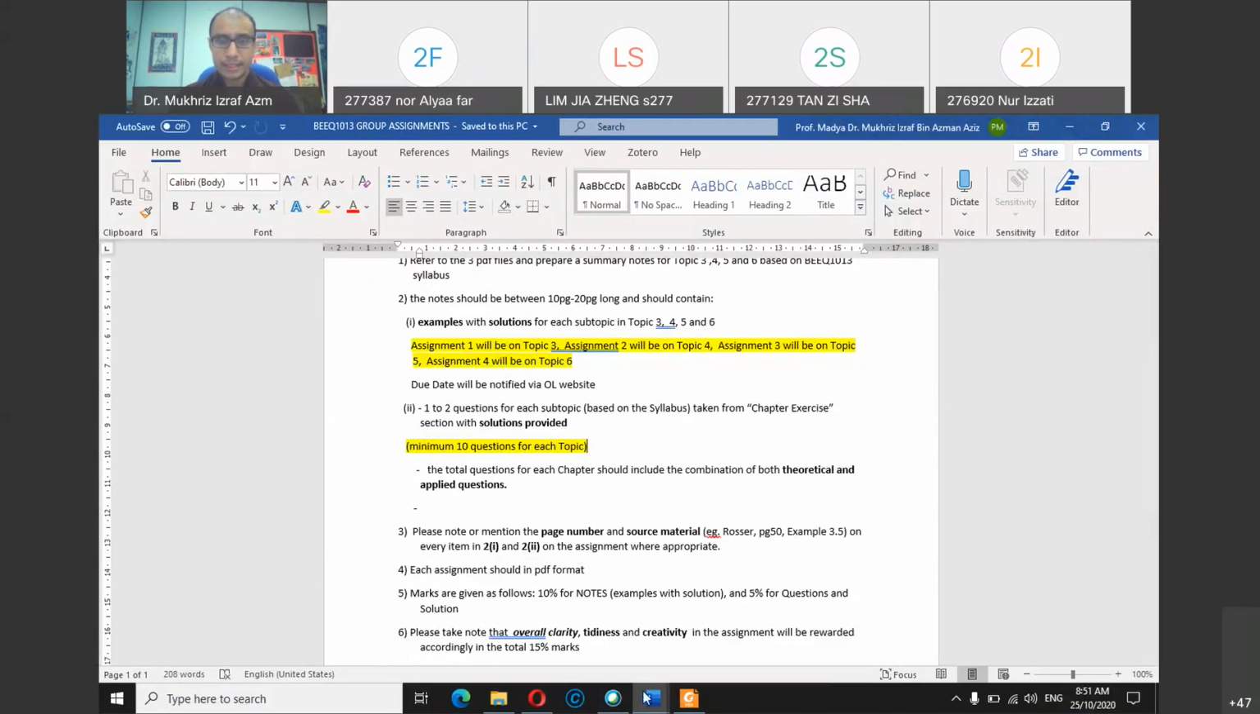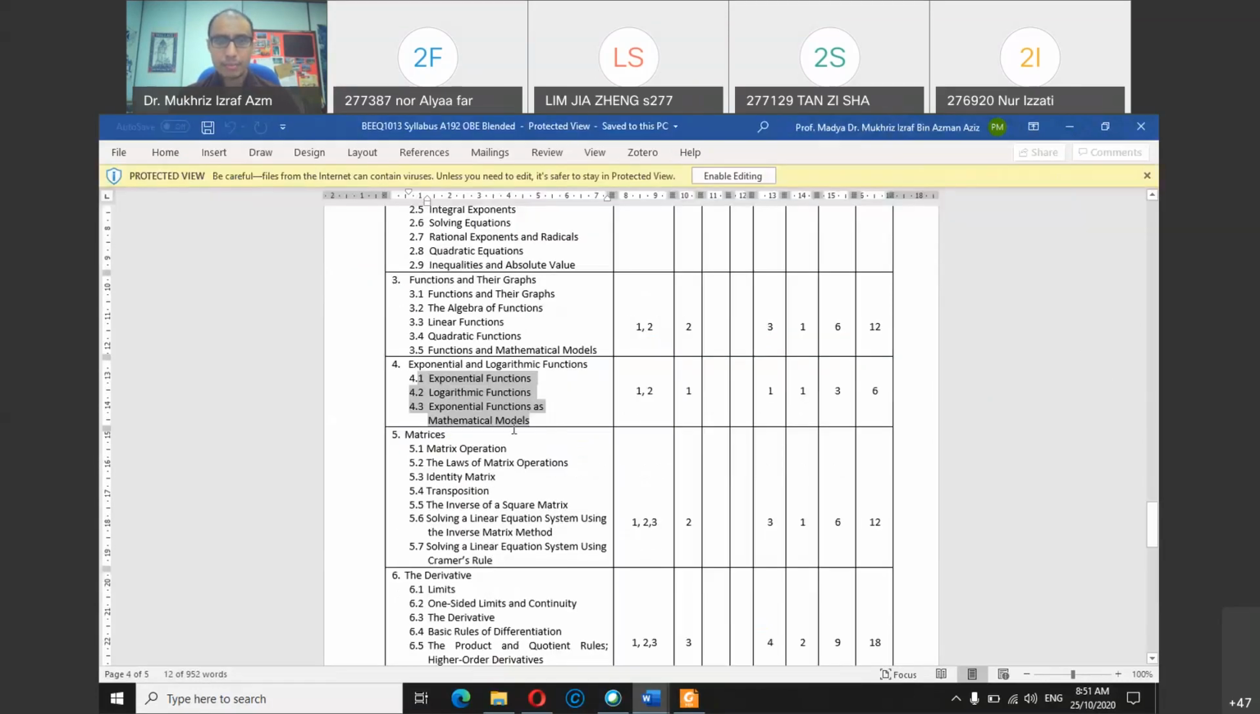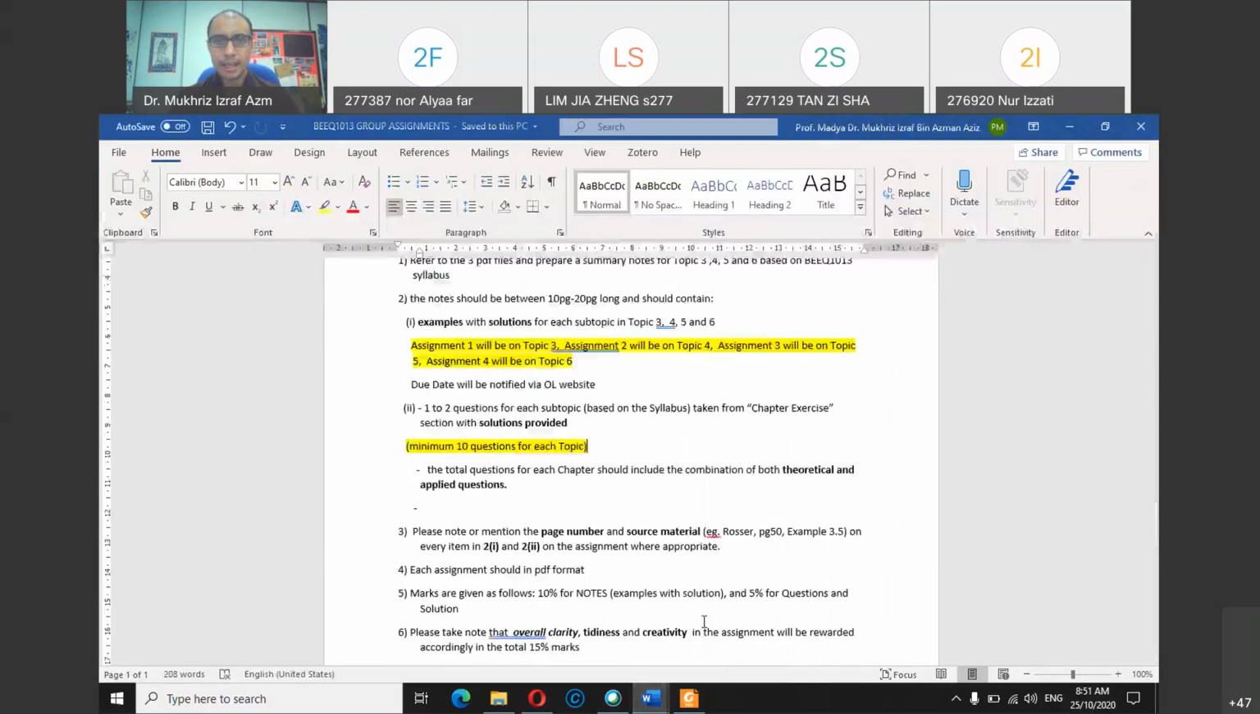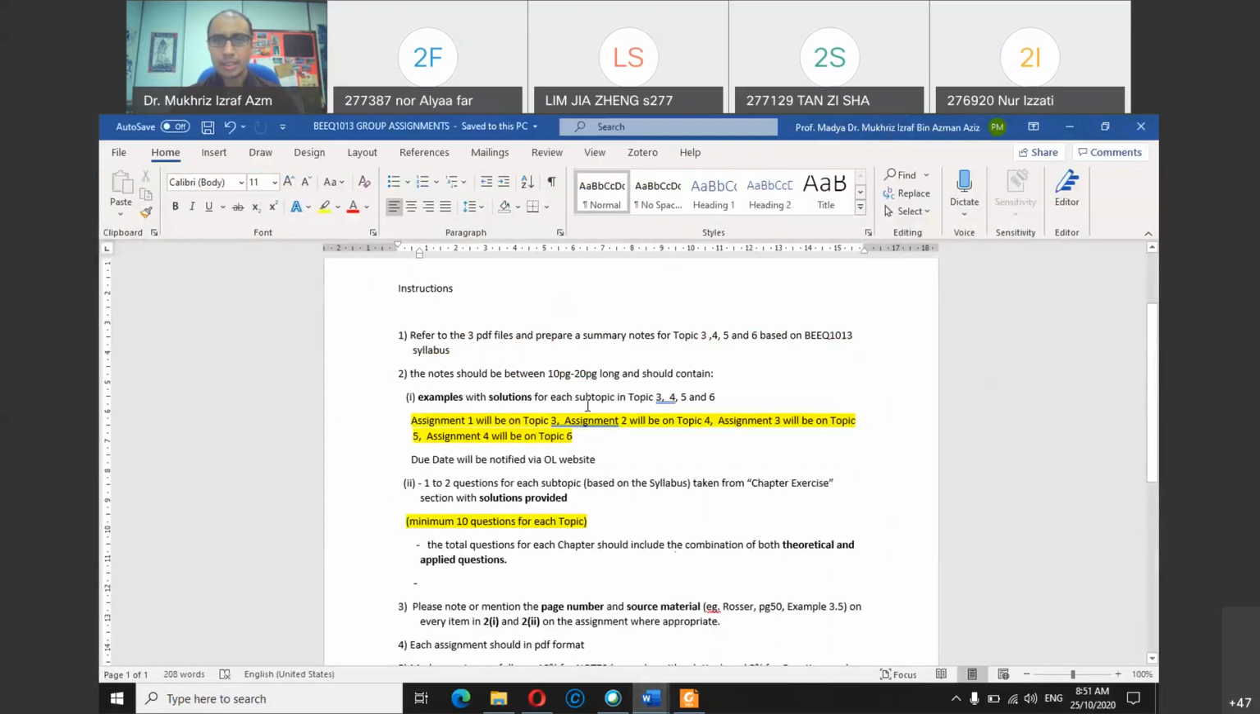But in the case of topic number 3, where you only have 3 subtopics, you can make 3, 3, 4 questions, whatever. If you want to provide more, stick to the page limit. I only request up to 20 pages long. So when you cut and paste from the book, make sure that you don't make it too small, or don't cut and paste so that the image becomes too big.